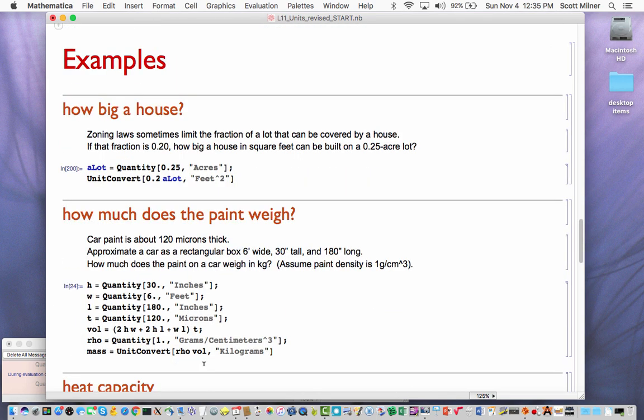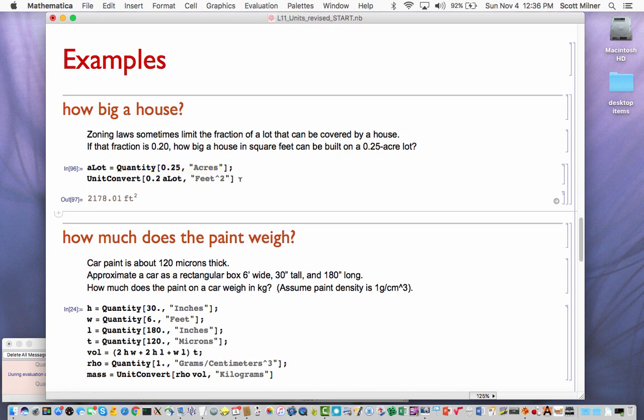So now I'm going to do a succession of examples of using units conversion in various problems. So the first one is how big a house you can build on a given lot. Zoning laws sometimes limit how much of a lot can be covered by the house you build. And if that fraction were limited to 0.2, then how big a house in square feet can you build on a quarter-acre lot? So a lot here is 0.25 acres. I define a quantity to be that. And then I simply want 0.2 of that in square feet. So 2178 square feet.